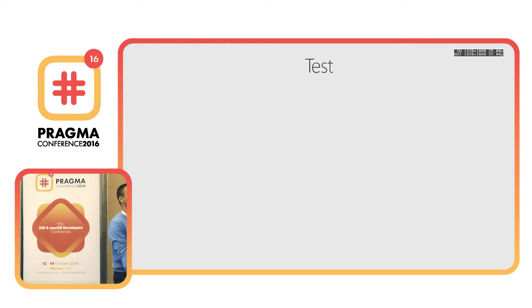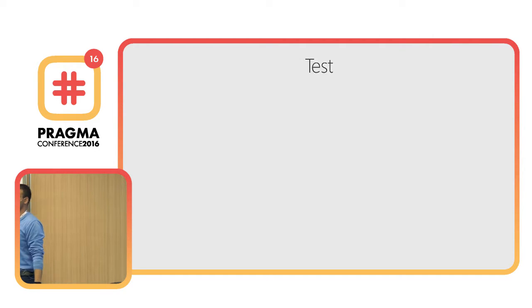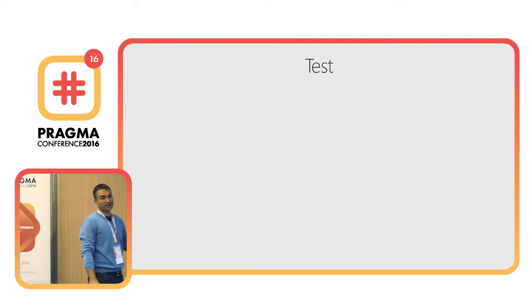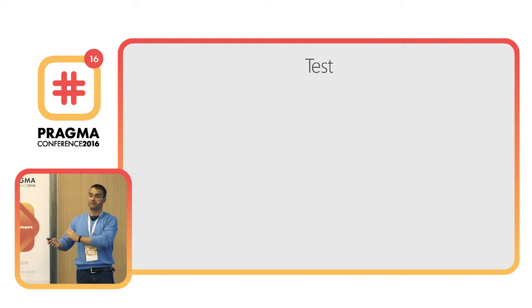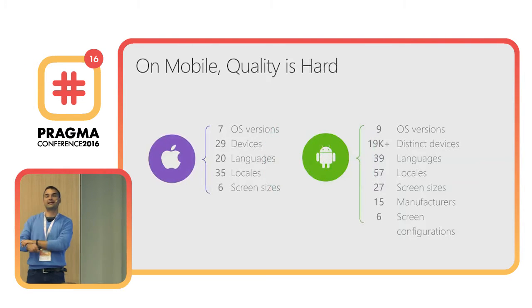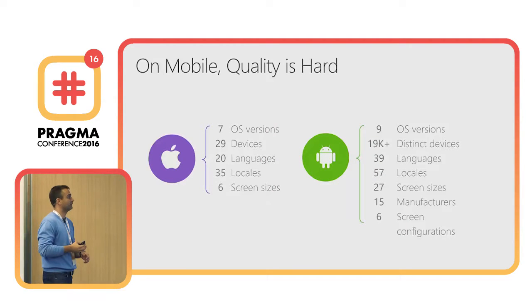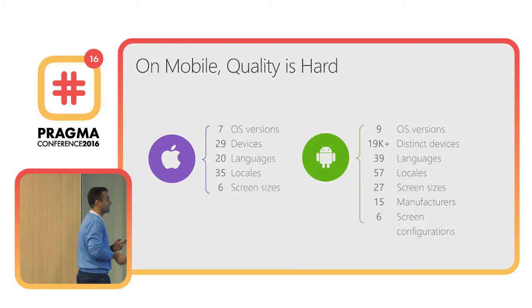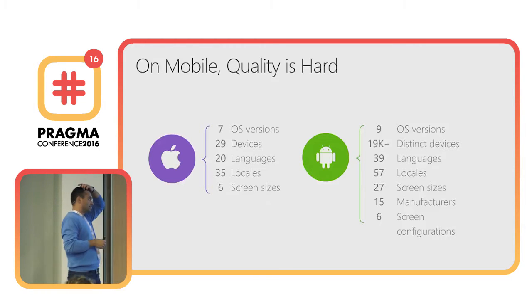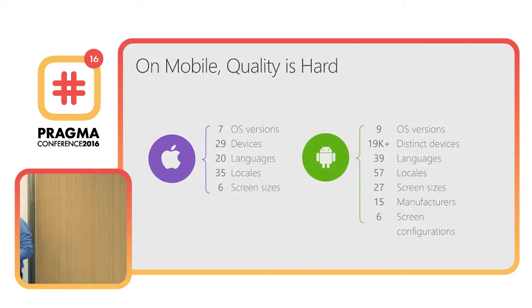Let's see. Then we have the test part. From now on, consider that you can do all the things I'm talking about for Xamarin developed applications or applications developed in native, so Objective-C, Swift, Java. For the test part, test quality on mobile is hard, mainly because testing is hard. We have a lot of devices, a lot of languages, a lot of operating system versions. So when testing them, we are only limited to what we have in the house.